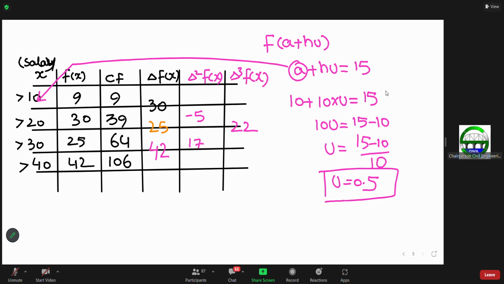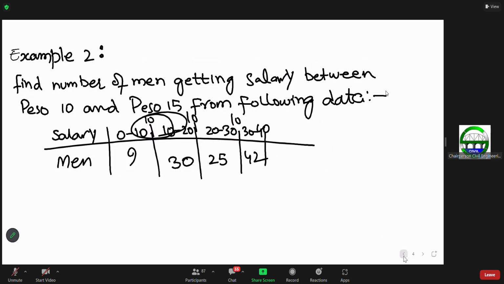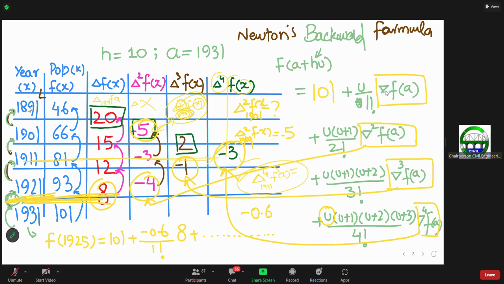Our a is equal to 10 because we have to find between 10 to 15. 10 will be our base. A is always our base from the starting point. Even in this one here, you can say we take a, the first value, right?